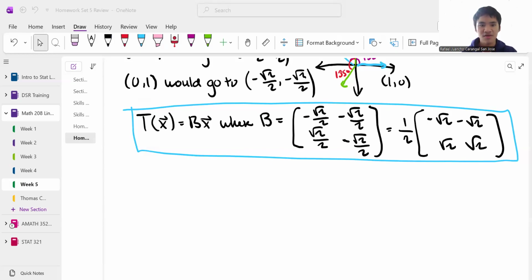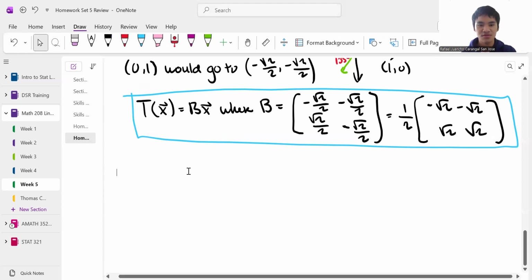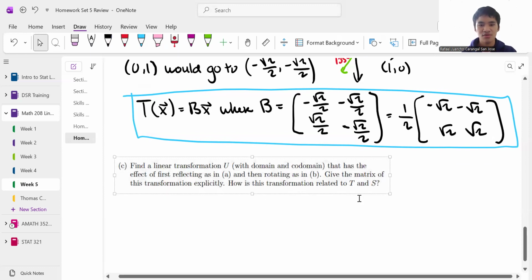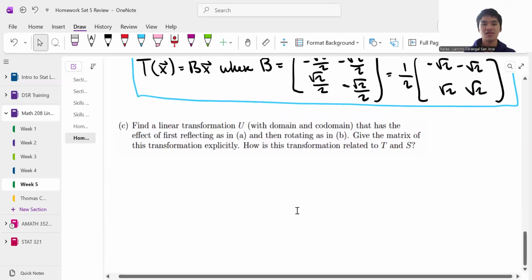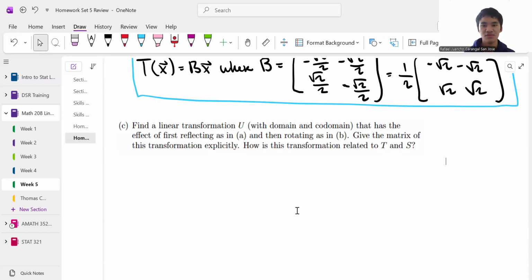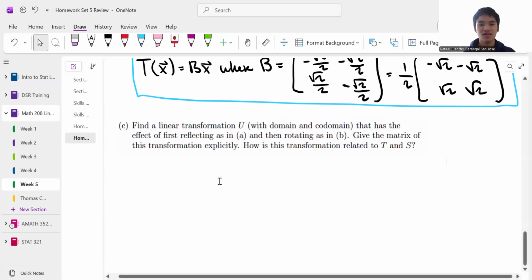Here we're being asked to find a linear transformation U with domain and codomain that has the effect of first reflecting as in A and then rotating as in B. And then we give the matrix of this transformation explicitly. And how is this transformation related to T and S?